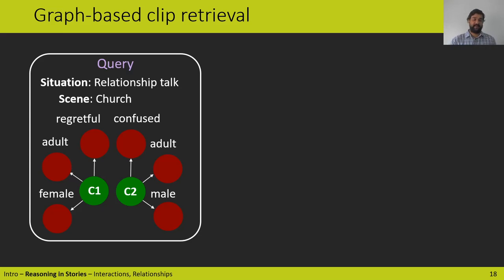And you can see that one of them is a male, the other one is a female, and they are regretful and confused. So we can label a bunch of emotions or interactions or any subset of the information that we have in our annotations and search for this event happening across several movies.